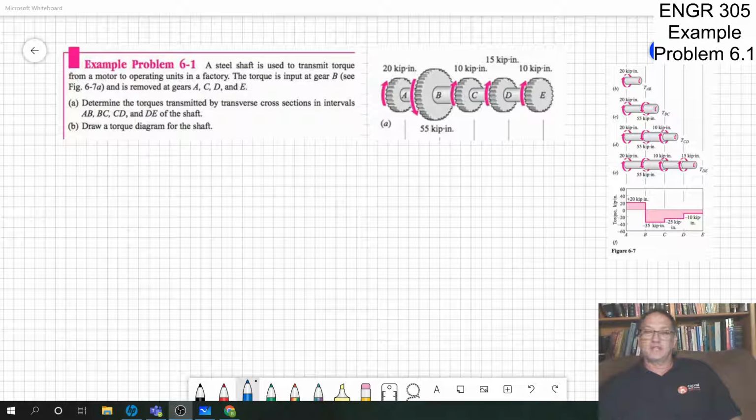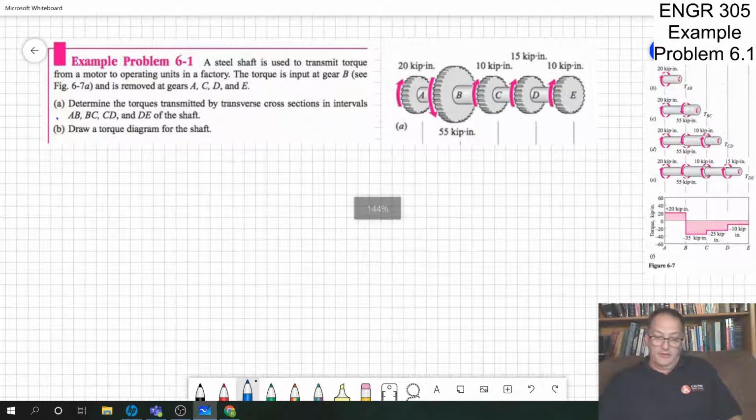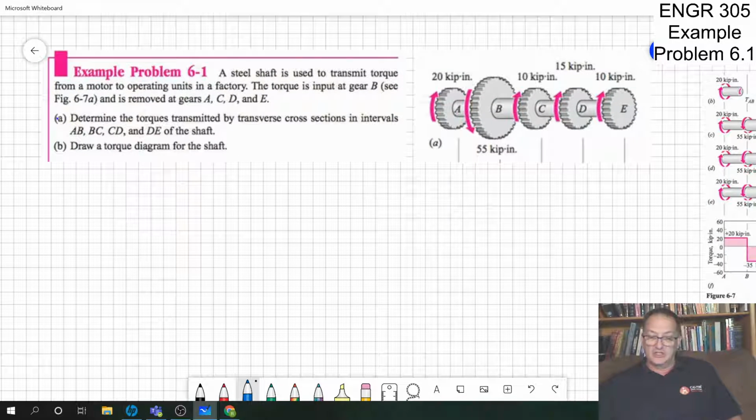Engineering 305, example problem 6.1. A steel shaft is used to transmit a torque from a motor to operating units in a factory. The torque is input at gear B and is removed at gears A, C, D, and E.